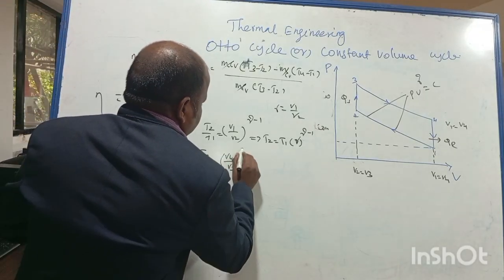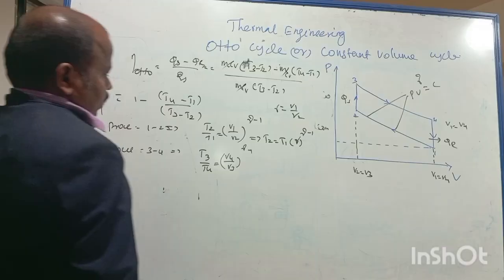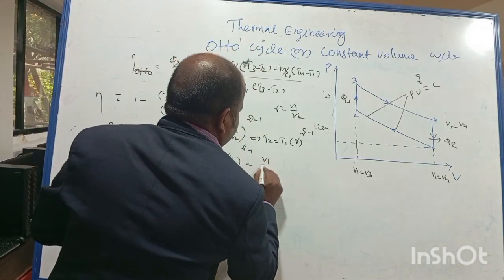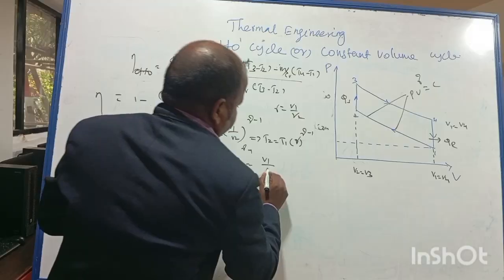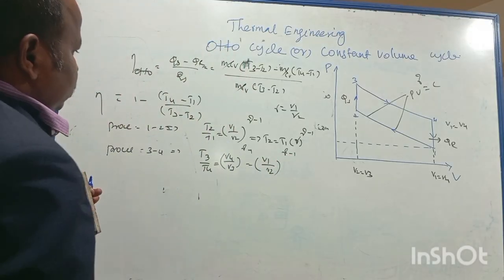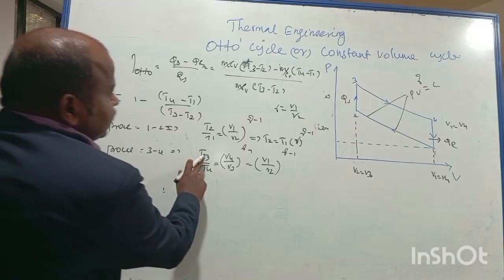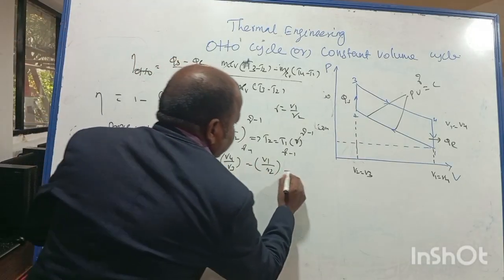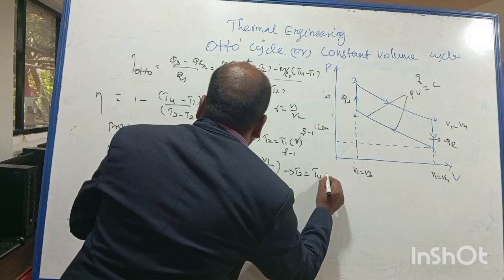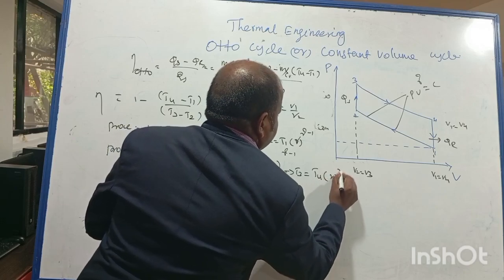power gamma minus 1. Now this V4, as I already told you, becomes V1 and this V3 becomes V2, power gamma minus 1. Now we are going to get T3 in terms of T4, that is T4 into r power gamma minus 1.